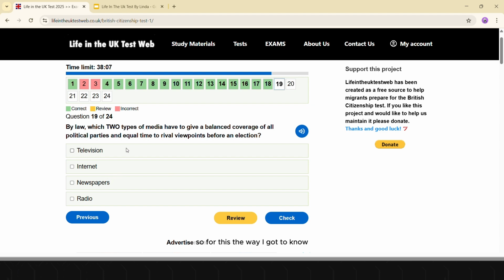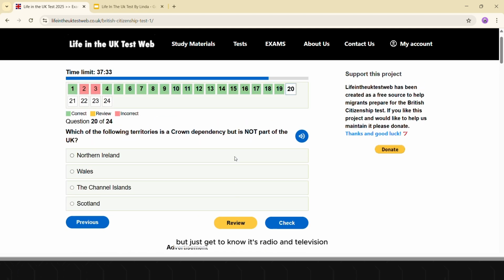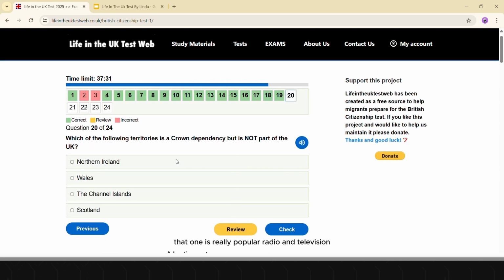Next, by law, which two types of media? Oh my god. So for this, the way I got to know, I think at first I picked this and this, but internet is not correct. Let's just say, because internet is like new age, and the newspaper is not correct because it's like old age. So we have radio and television. Let's just say radio is easily accessible, and then television is, yeah, television. That one is a bit easy, but just get to know it. It's radio and television. That one is really popular.